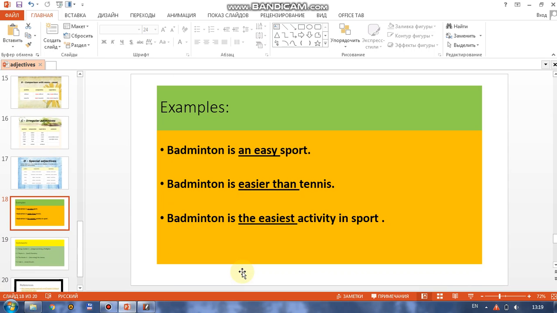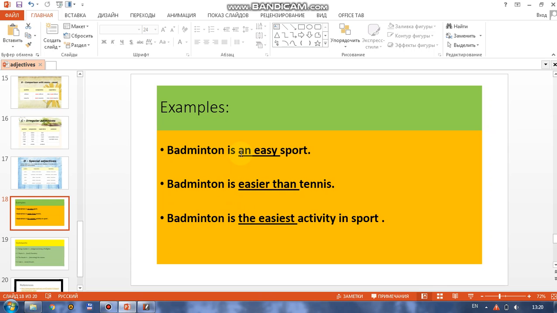Okay? Now this is an example for comparison of adjectives. First one, badminton is an easy sport. Here, easy is in the positive degree because there is no kind of suffix or other extra word. Badminton is easier than tennis. This is the comparative degree. Why? Because we've got the er suffix, and after this we use the word than. We are comparing two things.